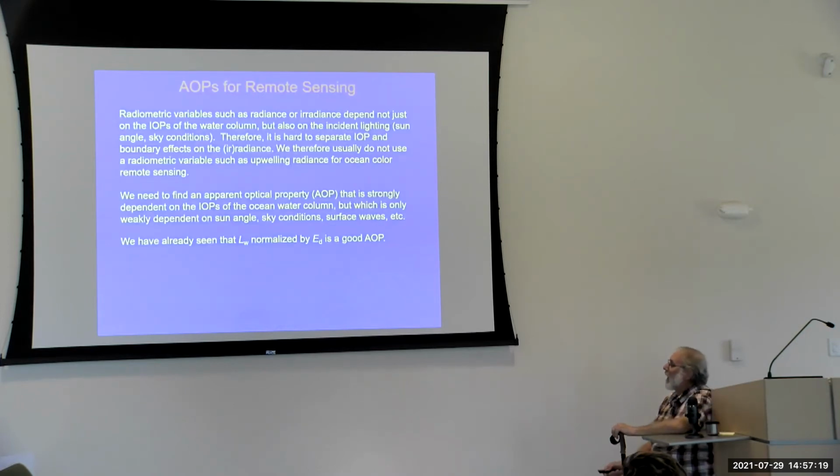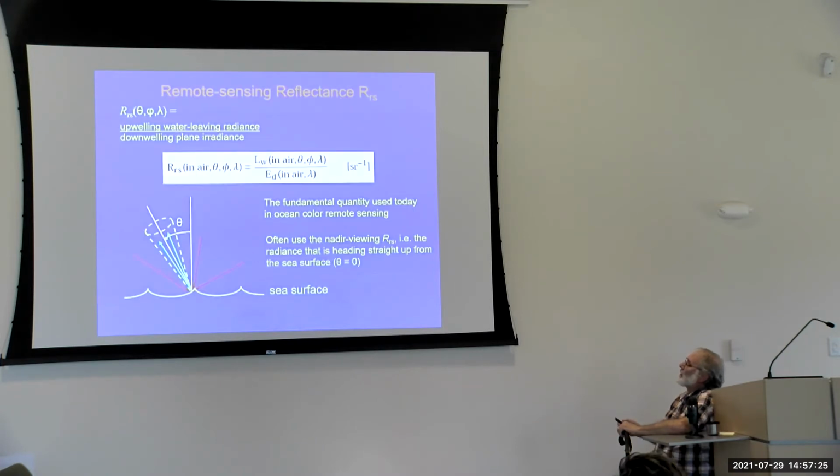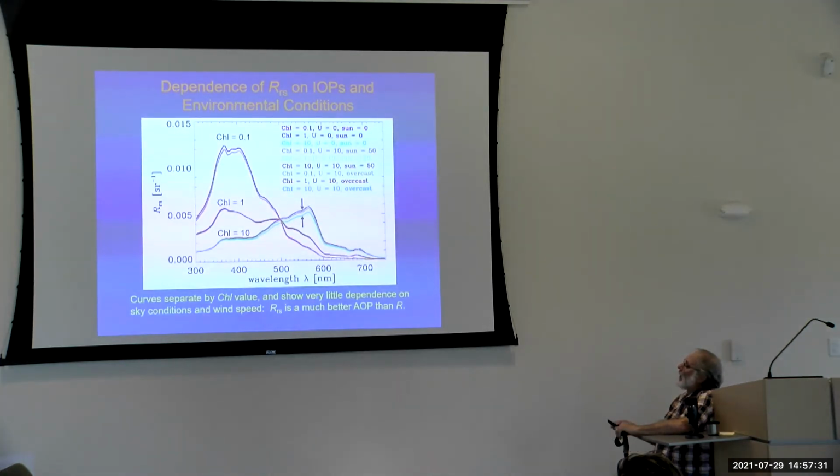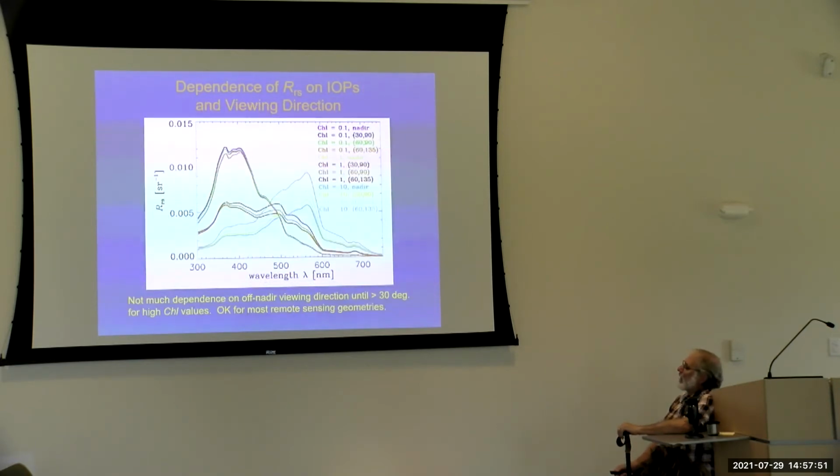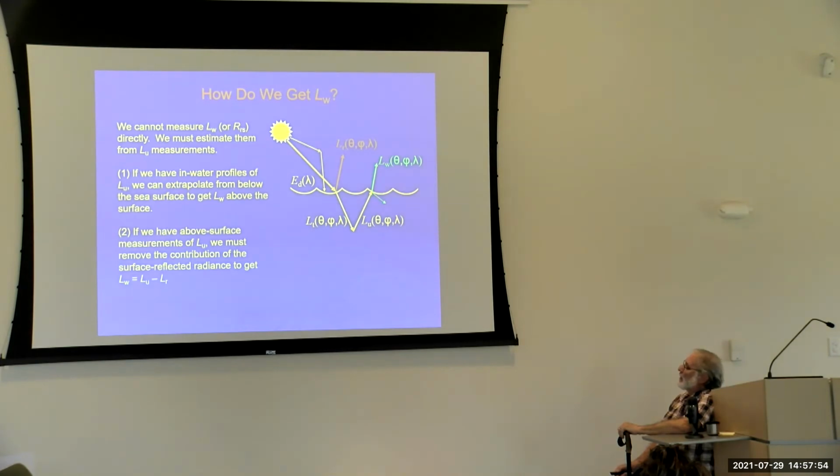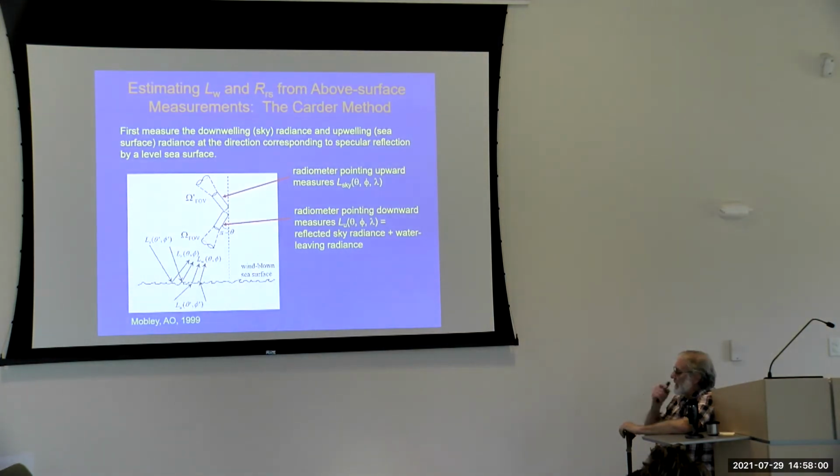So, okay. Not to dwell on this too much, we've talked about AOPs in previous lectures. We've talked about remote sensing reflectance and all of that. We talked about how remote sensing reflectance is a really good AOP because it depends only weakly on the external environment, here's wind speeds and sun angles and sky conditions, but it depends strongly on things like chlorophyll or absorption or whatever we're interested in. And then you guys are now the masters of how you get water-leaving radiance, so I don't need to go into that too much.